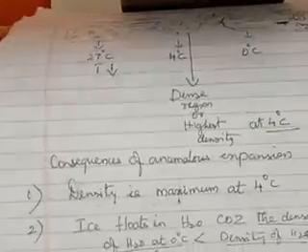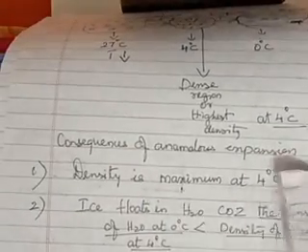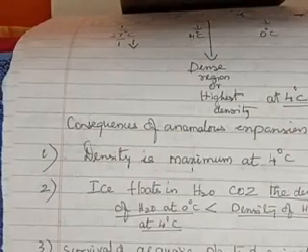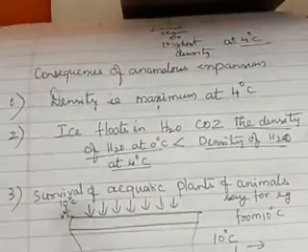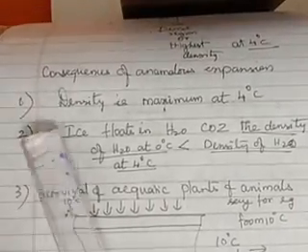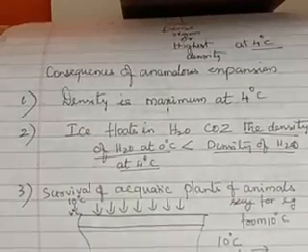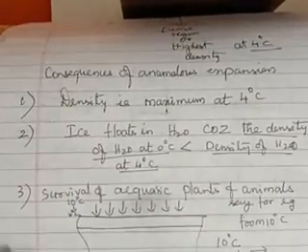Children, I know these consequences of anomalous expansion, maybe 1 or 2 are given in your textbook, but some are not in your textbook. Please listen to the video carefully. If you want, you can note these points down in your homework book also.